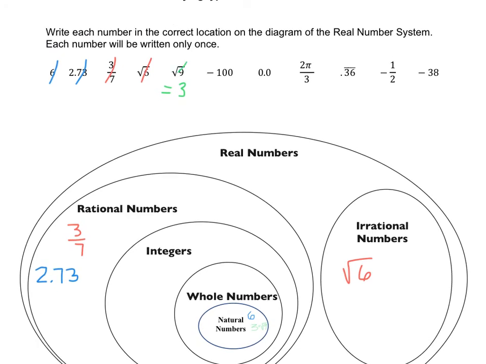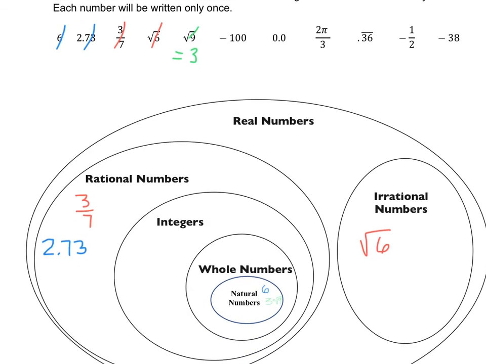Now what about negative 100? So negative 100 is not irrational, so that means it's rational. It has a denominator of 1, so that means it's an integer. It's negative, so it's not a whole number or a natural number. So negative 100 goes in this circle for integers. So it also shows that it's rational, but also shows it's not whole or natural.